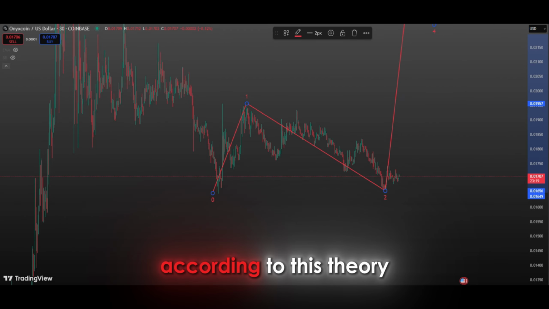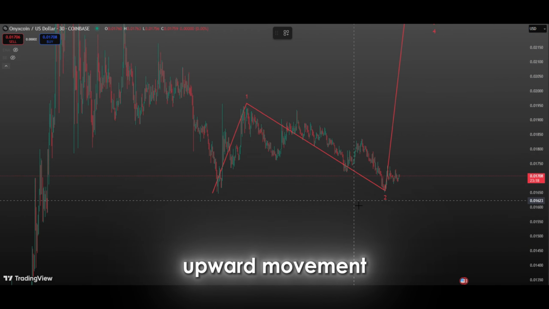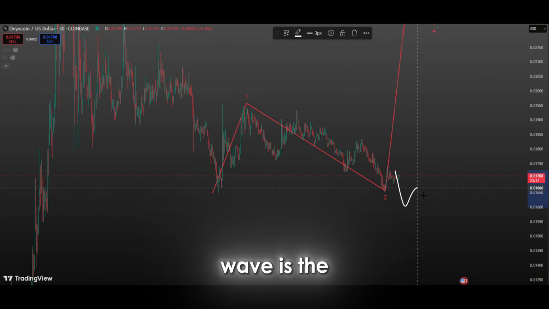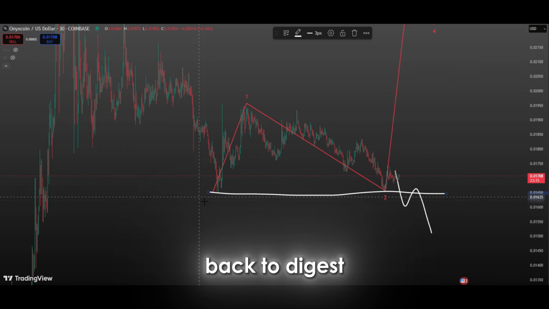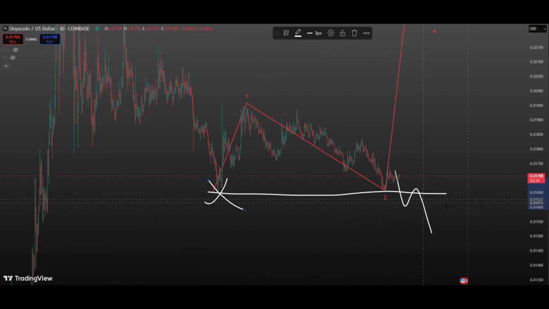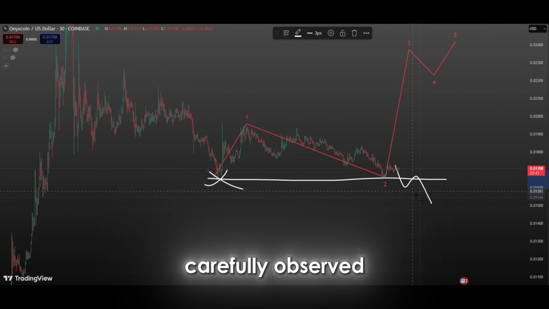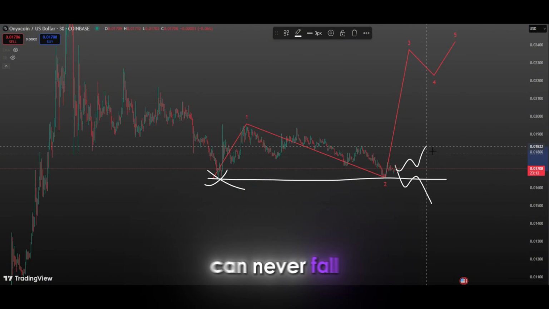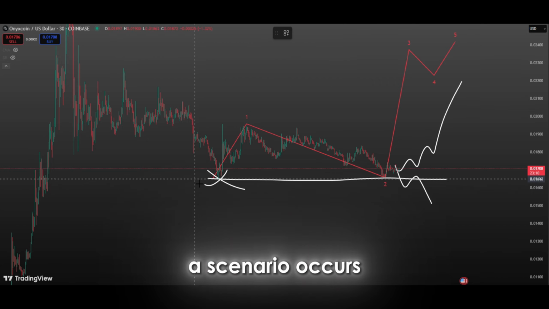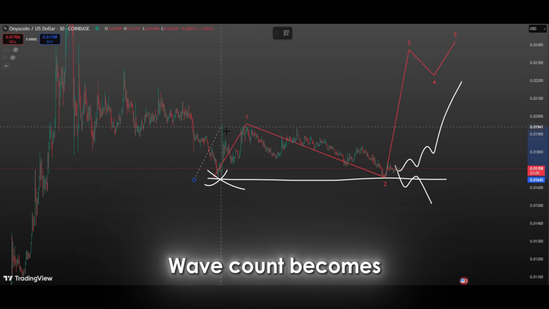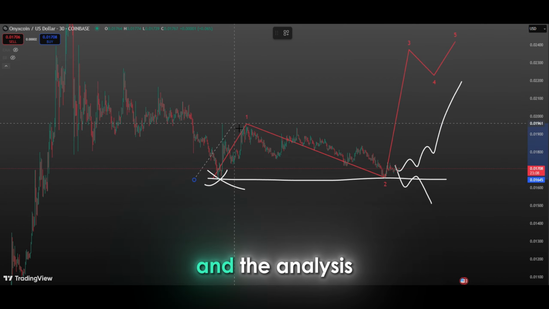According to this theory, the first wave represents the initial upward movement, while the second wave is the natural correction that follows. In essence, the price pulls back to digest the gains made in the first wave. One crucial rule that must be carefully observed is that the second wave can never fall below the starting point of the first wave.